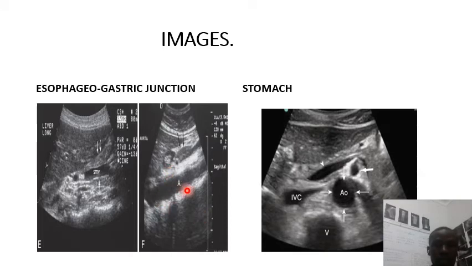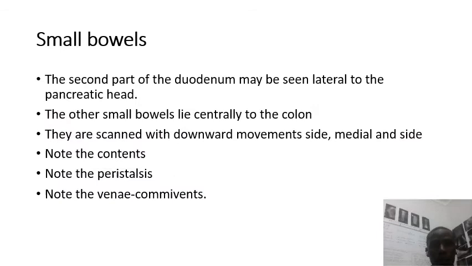Using this image, which is labeled A, you can see the aorta. The esophageal gastro junction is always at this point. Then here we can see the stomach, you can see the liver, this is the pancreas, so the stomach is always anterior to the pancreas. So from there you go to the small bowels.